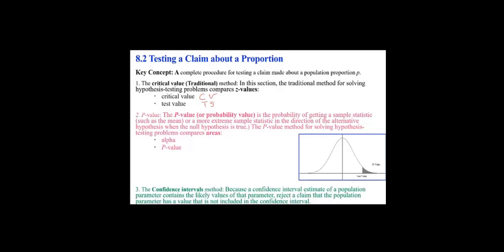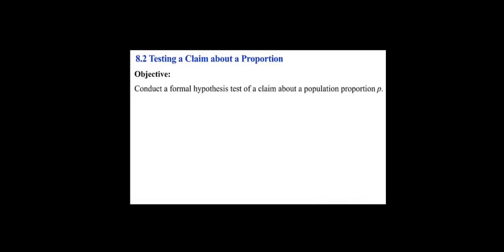Finally, we look at the confidence interval. In the case of the confidence interval for proportion, the results may not be identical because we use a slightly different formula for the confidence interval. As you remember, for E, we use p hat and q hat. But for the test statistic, we use p and q. That's the reason. So the confidence interval method, because the confidence interval estimate of a population parameter contains the likely values of that parameter, rejects the claim that the population parameter has a value that is not included in the confidence interval. The objective is to conduct a formal hypothesis test of a claim about the population proportion p.